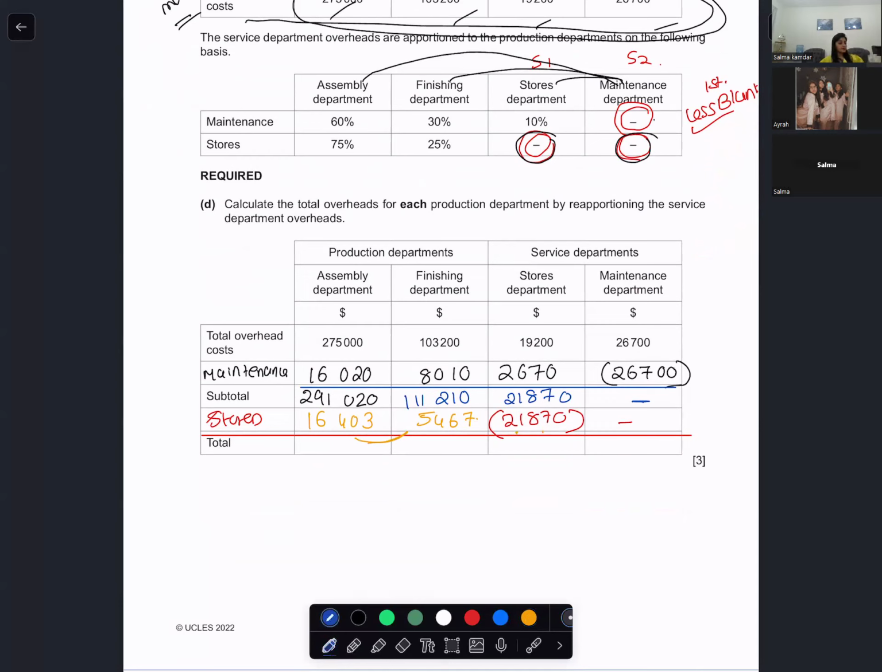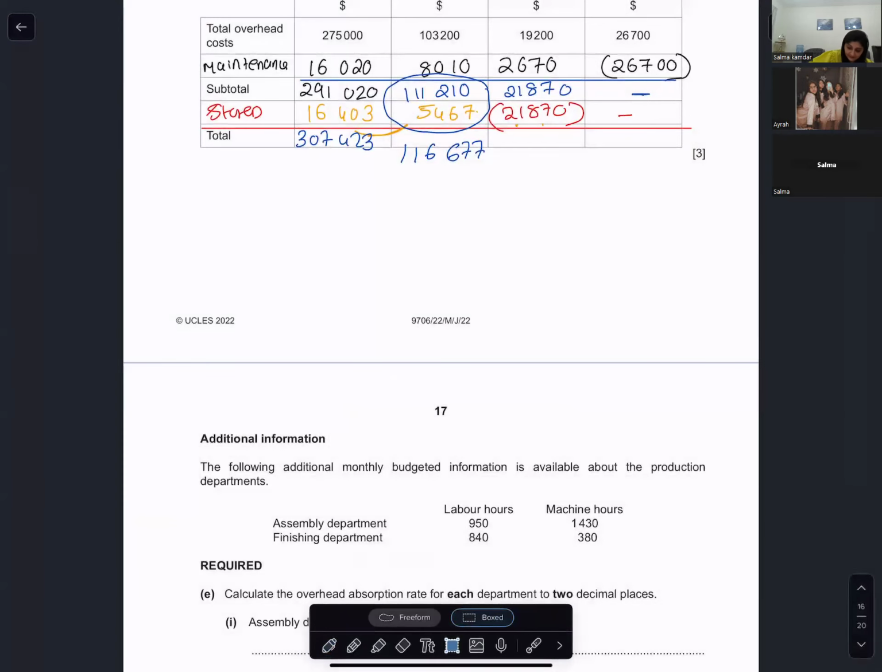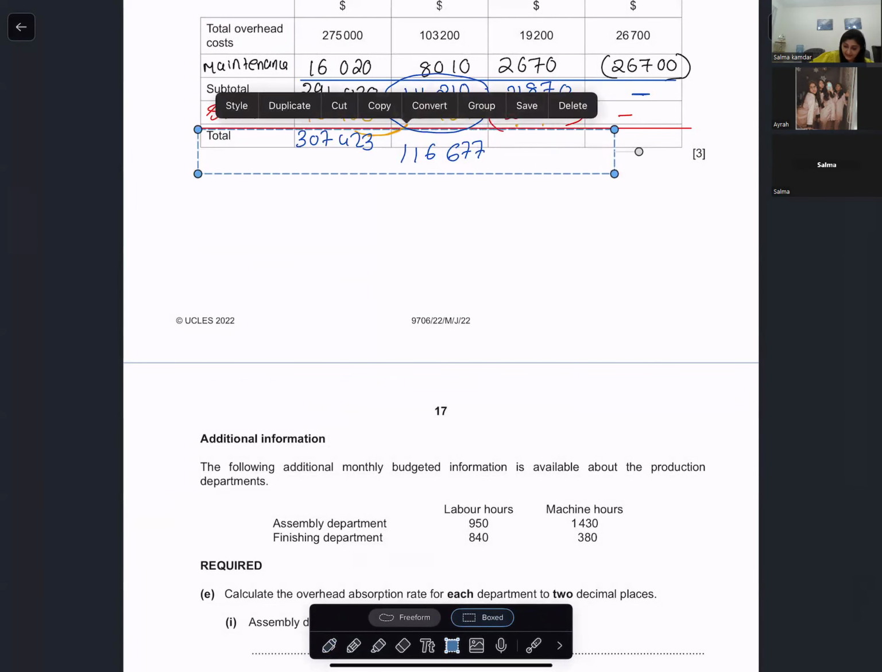What is the total coming up to? First one is 307,423, then 116,677. I forgot one. Now you have your total overheads, right?